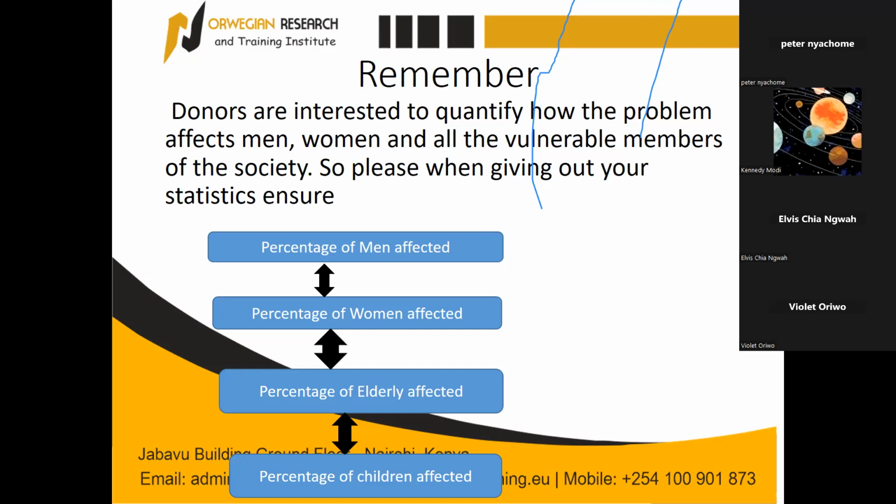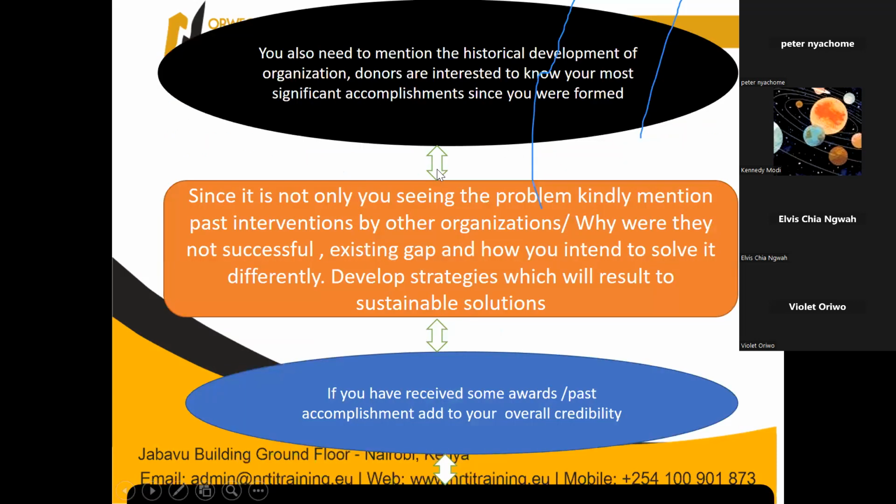And even, for instance, when we are going ahead, we are going to realize that other accomplishments, like if you have been awarded some awards, you must be able to mention them here. If you have been funded before, all those people who funded you for previous projects that you have done, you must mention them with their names, and even give their contacts for verification purposes. You must be able to be very open.